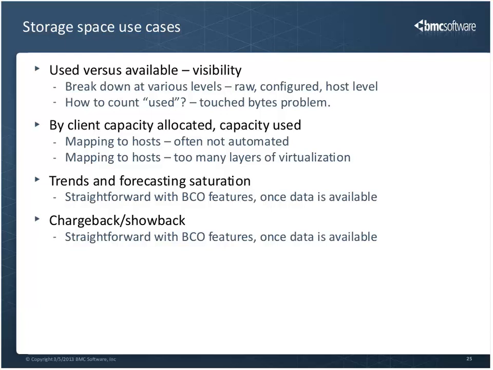The second one is how to count used. That is, when you say used versus available, how do you know how much is used? There is a problem that we call the touch bytes problem. The bottom line is for block arrays don't really know how much of the space that they're exposing or allocating to hosts is actually being used. Arrays are guessing based on the IOs that come in. So every time a server writes a byte, then the array assumes that that byte is being used. And if the array never sees an IO coming in from a host for a particular byte, it assumes that that byte is not being used.